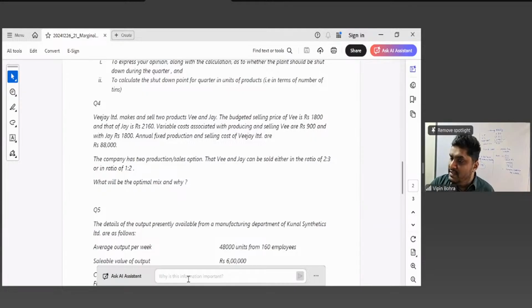So now the company has two production and sales options. The V and J can be sold either in the ratio of 2:3 or in the ratio of 1:2. So what will be the optimal mix and why? So let's start with this question. I request you to take the screenshot for the same.